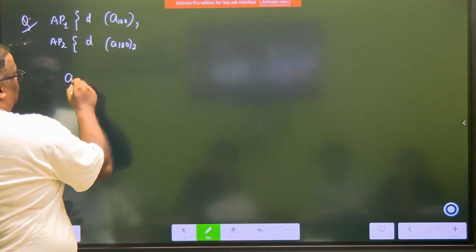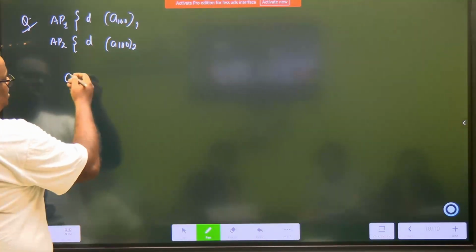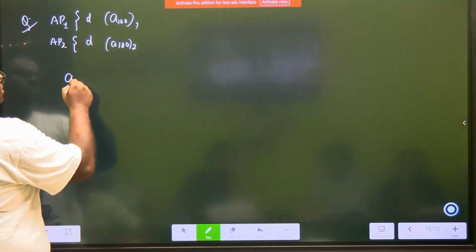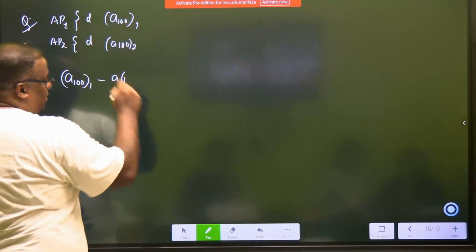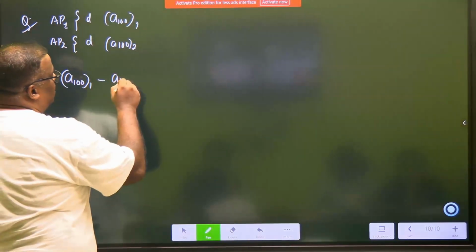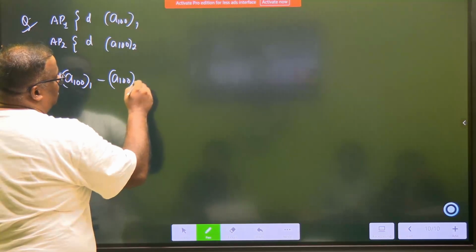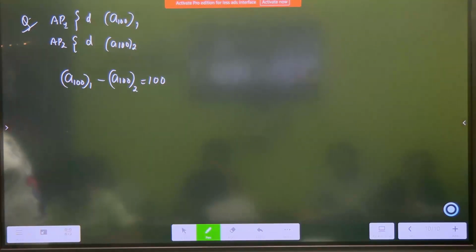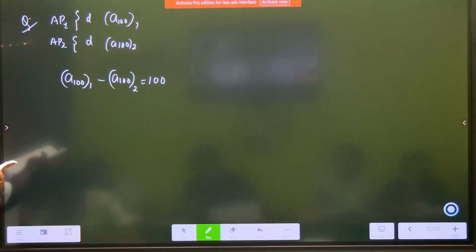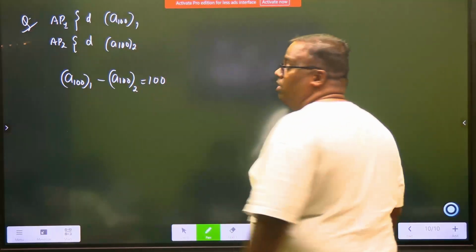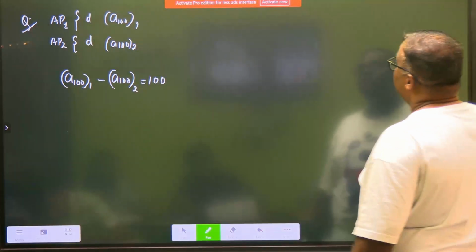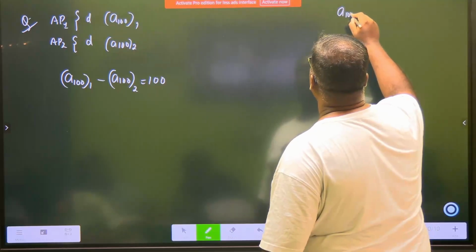That means, I don't know whichever is bigger. We still don't know whichever is bigger. So I'm just writing A100 of the first AP minus A100 of the second AP is equal to 100. Right? Book says, what is the difference between their 1000th term? Now the difference has to be again taken in the same order. You need to find A1000 of the first AP minus A1000 of the second AP.